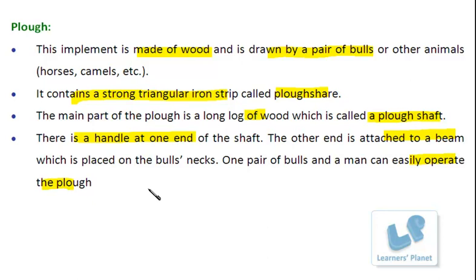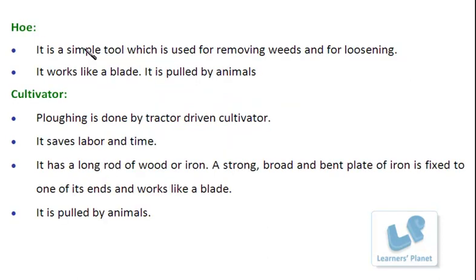Besides this, the other implement used is the hoe. Well, this hoe is a simple tool which is used for the removal of weeds and for the loosening of the soil. It is pulled by animals, and it works like a blade, actually, right? Besides this, the next instrument is the cultivator, which is actually driven by tractors.